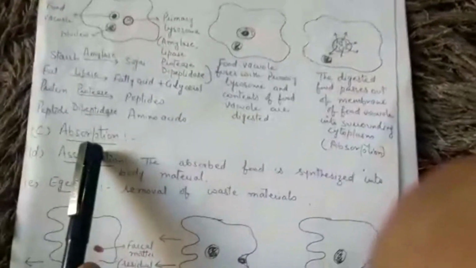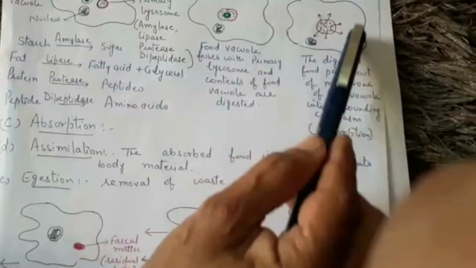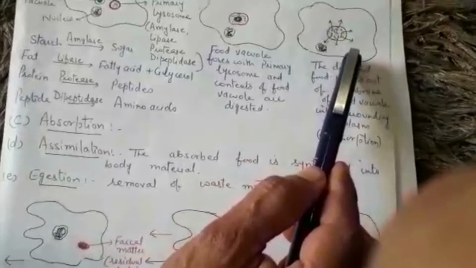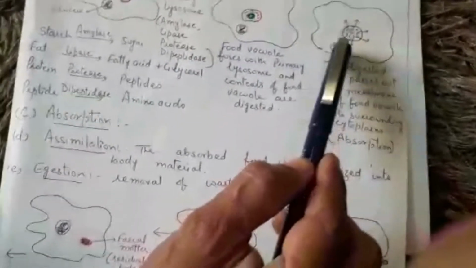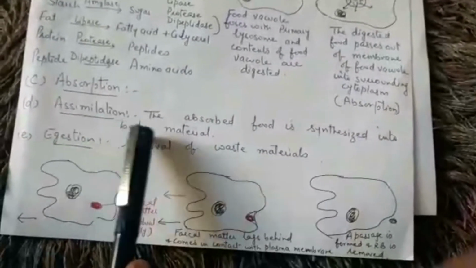So third phase is absorption. After absorption, diffusible food enters into the cytoplasm where it is used to synthesize the body material, that is the cytoplasm. So the food absorbed here, from that amoeba will now make its own cytoplasm. That phase is known as assimilation.